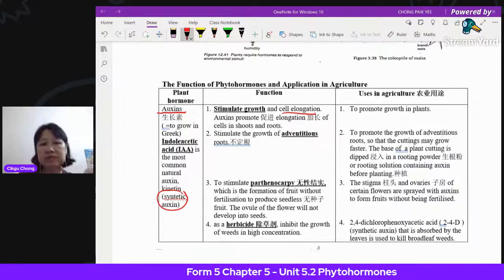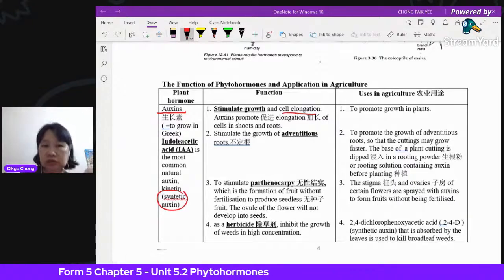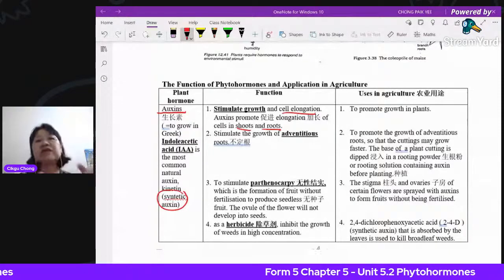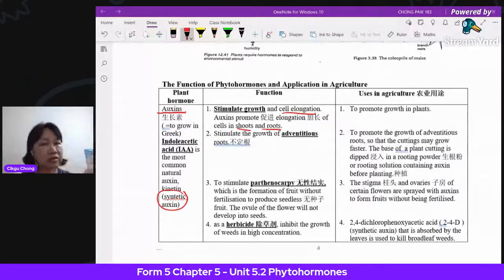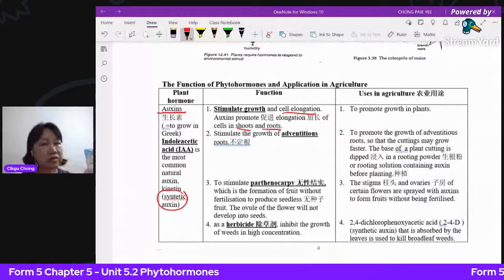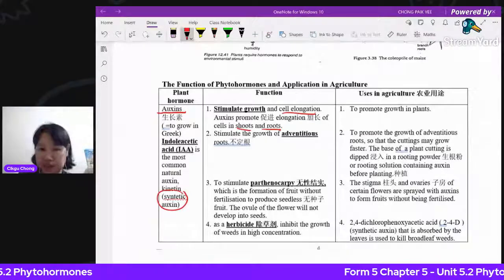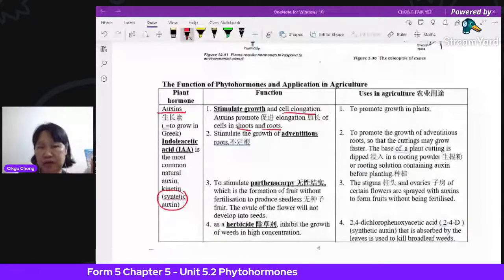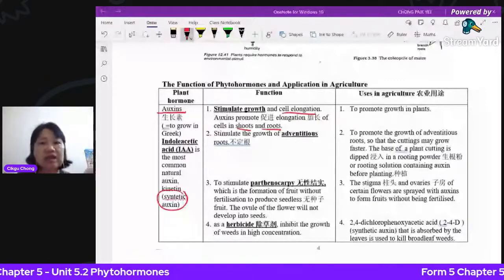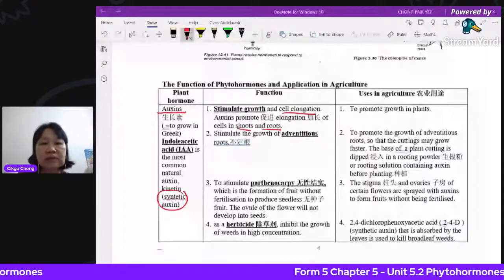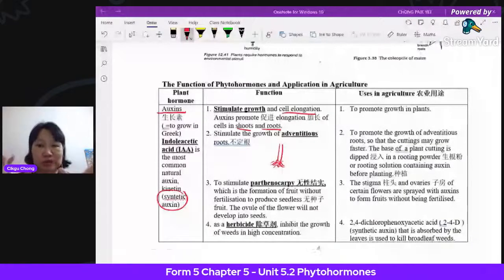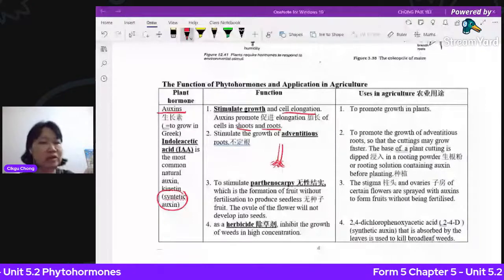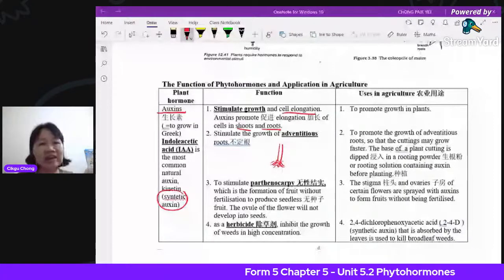Auxin promotes elongation in the shoots and also the roots, two places. But of course, later on, we see there's a slight difference. Generally speaking, auxin will promote cell growth, whether it is the root or the shoot. The second one, we also heard about these adventitious roots. Remember, when we have a stem, we cut off the stem, right? We put special powder, we call rooting powder. Rooting powder contains auxin. It will help the plant to grow all these little baby hair roots, we call them adventitious roots. It's going to function as the root for this one. You can put the whole thing into the soil, and it actually will function.